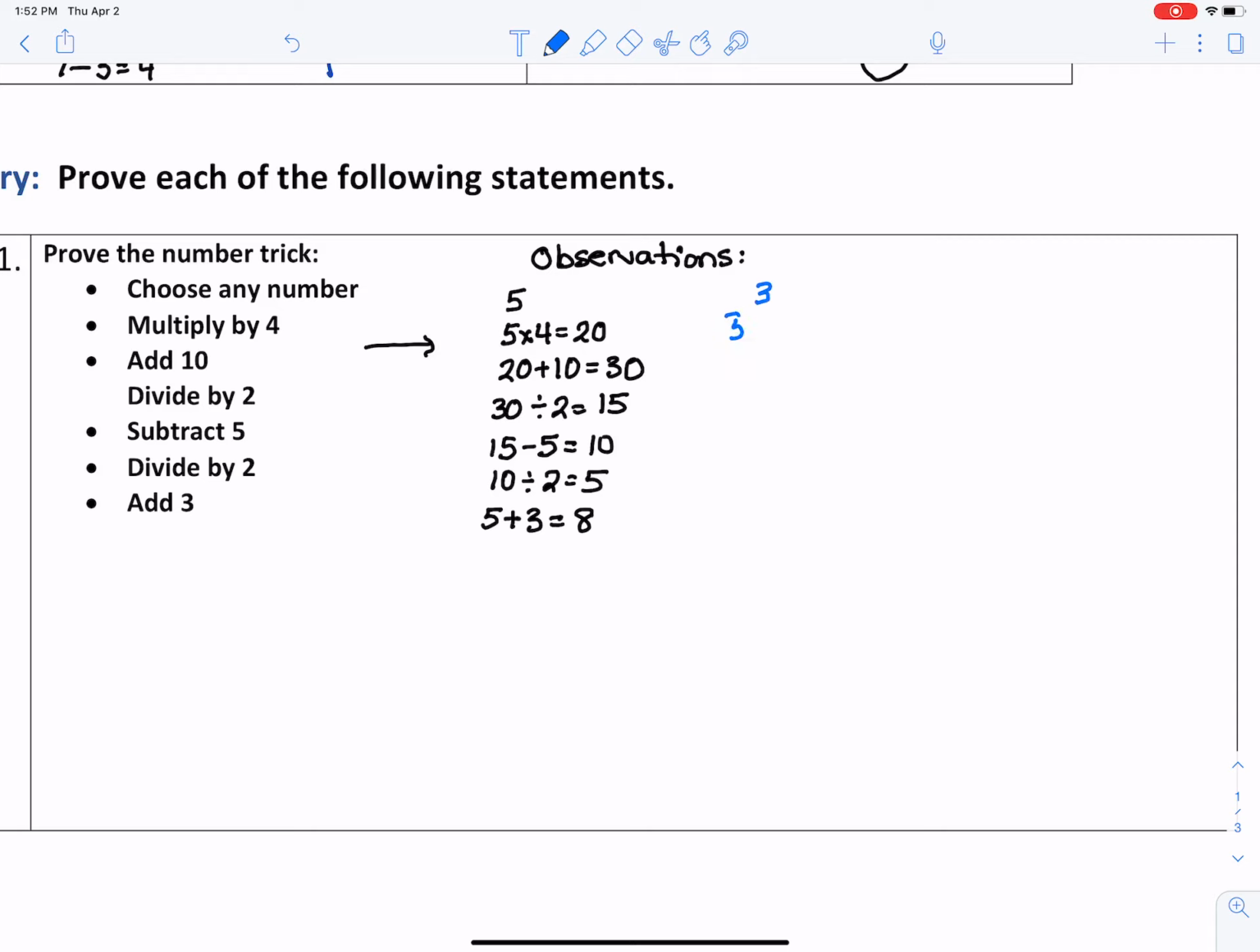Multiply it by 4. 3 times 4 is equal to 12. Add 10. 12 plus 10 is equal to 22. Divide by 2. 22 divided by 2 is equal to 11. Subtract 5. 11 subtract 5 is 6. Divide by 2. 6 divided by 2 is 3. And then add 3. 3 plus 3 is equal to 6.